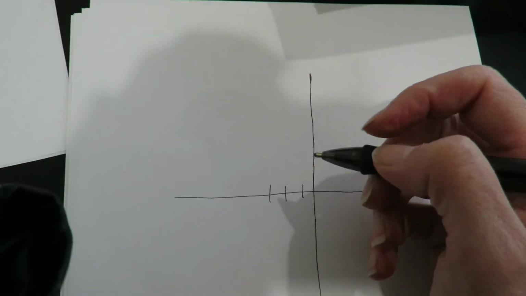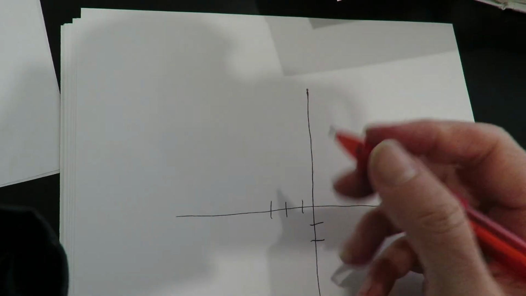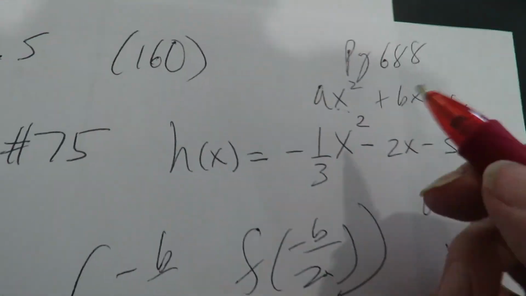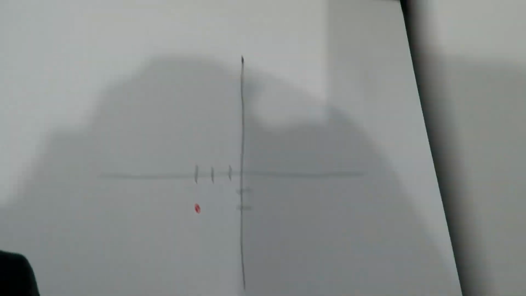One, 2, 3, 1, 2. Negative 3, negative 2 is right there. Now I'm going to look at whether this is face up or face down. Since it's negative in the front, that means that this parabola is frowning. So that means that it's going to be face down.